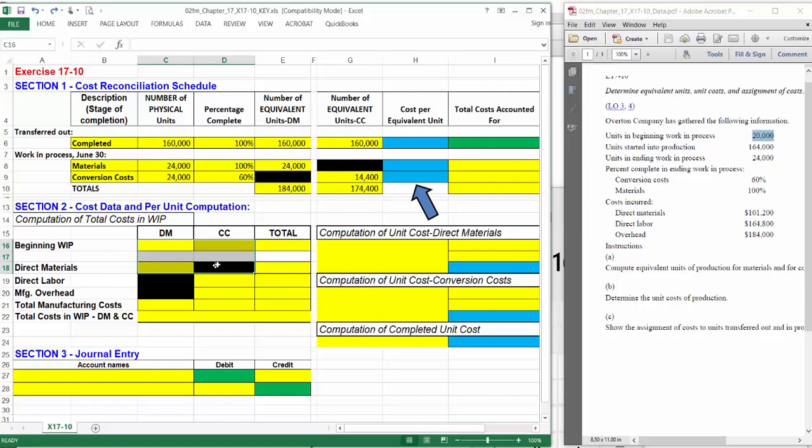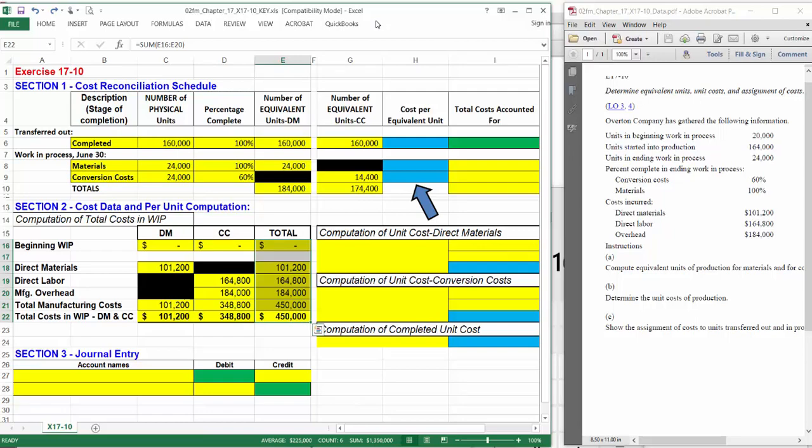So the costs incurred are really the total costs of work in process for direct materials and the total costs of work in process for conversion. So we'll drop them in where they belong. 101,000 for conversion costs as listed in the problem. Again, 164,000 for labor and 184,000 for overhead. Those are my conversion costs, and I might as well carry them across. So I have a total of $450,000 total costs in work in process, both combined for direct materials and conversion costs. But I need to keep them separate because I have to do two separate computations with them.